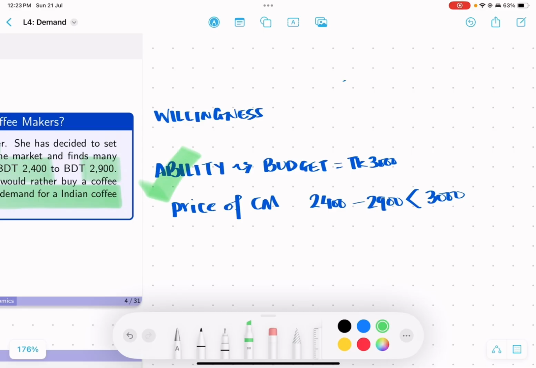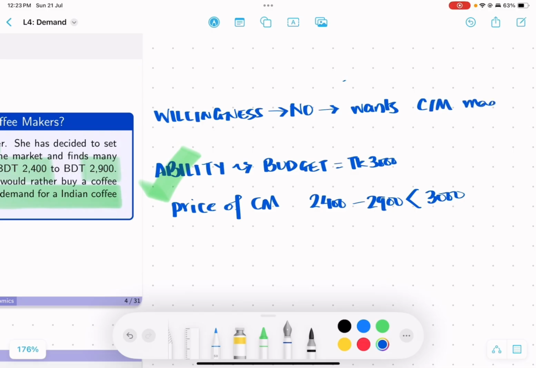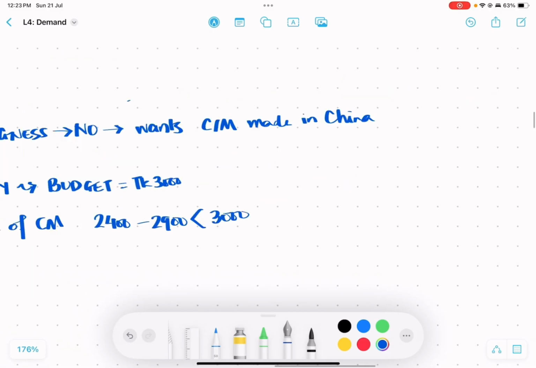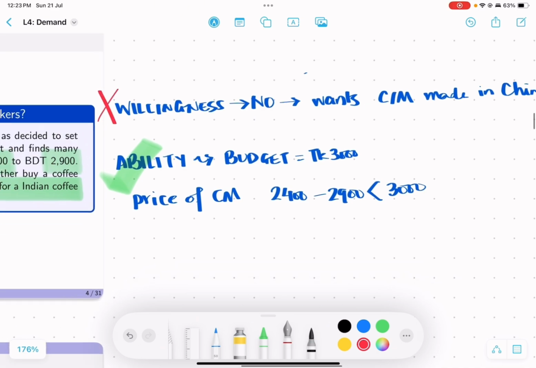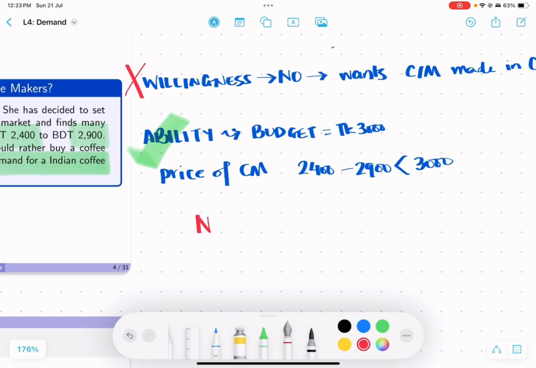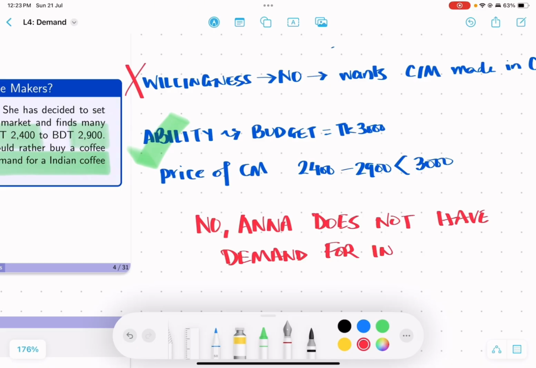But the question now is, does she have the willingness? Well, the passage itself says that she doesn't have the willingness to buy Indian coffee makers, right? Basically she wants a coffee maker that is made in China. So we can say that she doesn't have the willingness. So in that case, our conclusion is no, Anna does not have any demand for Indian coffee makers.